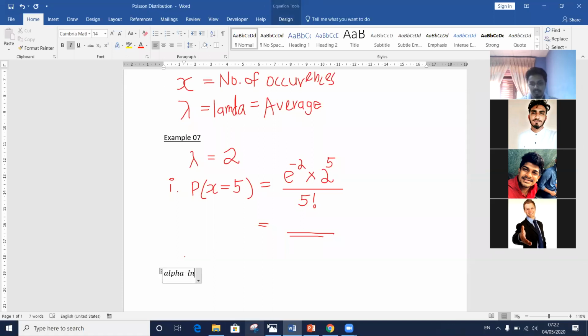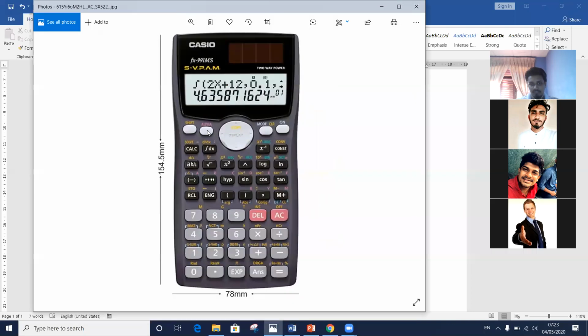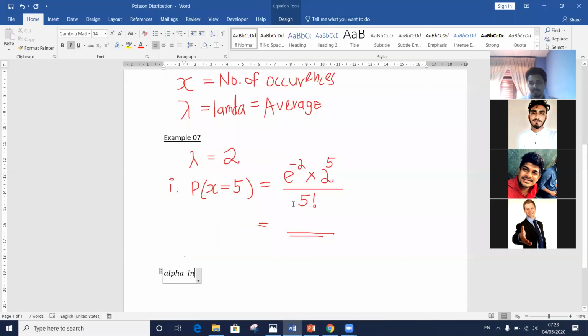Right? The ln button. Alpha, and then this one, right? Alpha and then the ln button, then you will get e. You can directly have this. Alpha and ln, then you will have e on your screen. e, the constant.